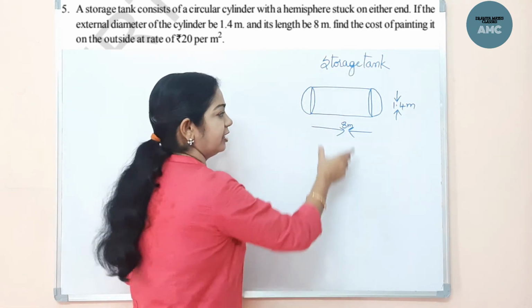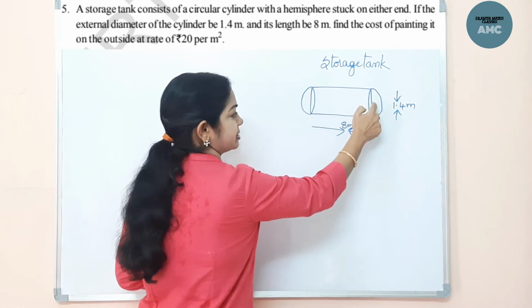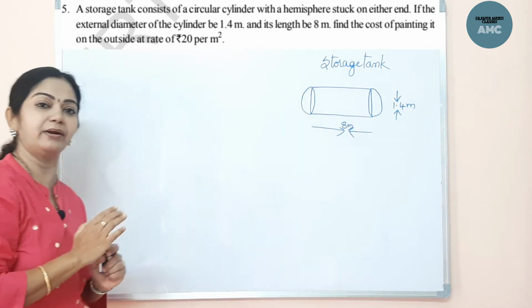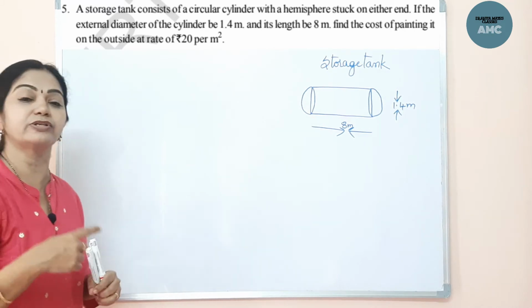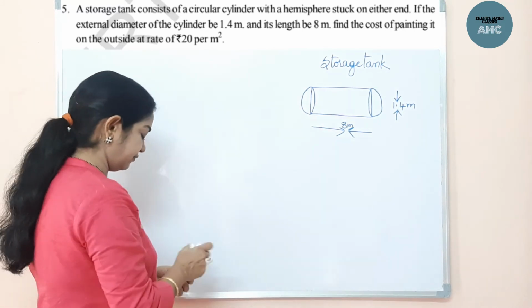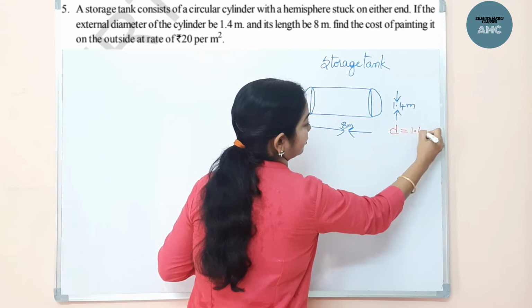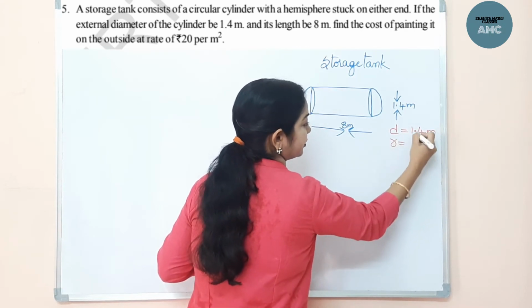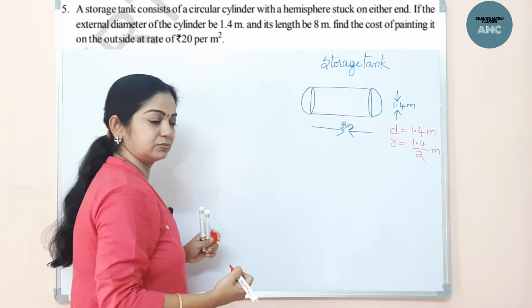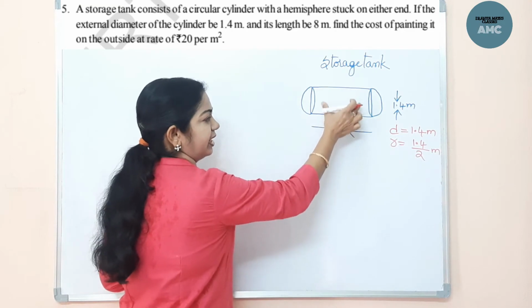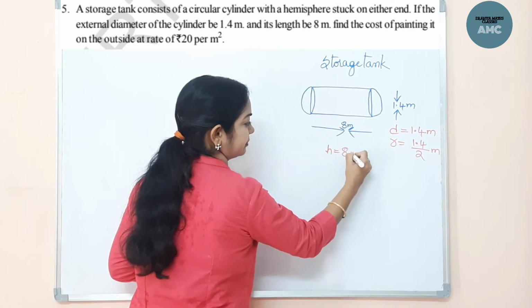Since it is a storage tank, we have to find the CSA of the cylinder as well as the CSA of both the hemispheres. Then we have to add all three so that we get the storage tank. And finally we should find the cost of painting it. First, the diameter given is 1.4 meters, so the radius is simply 0.7, or you can keep it as 1.4 by 2. Now the length or the height of the cylinder is 8, so h is equal to 8 meters.